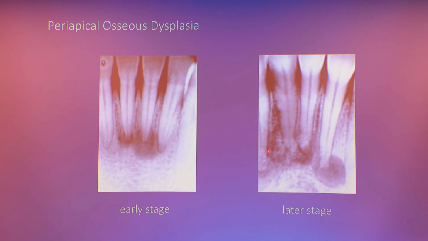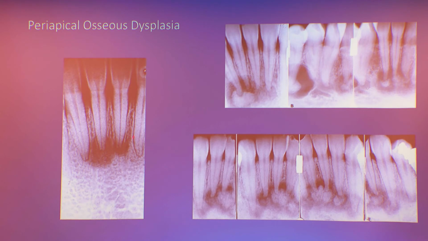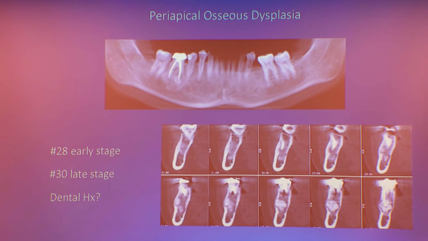Okay, this is earlier, this is more middle stage, mixed density, but the teeth always remain vital. Very easy to misdiagnose this if you don't put it in your differential. Okay, so early stage periapical osseous dysplasia, later stage. Asymptomatic, teeth remain vital. Hopefully it's less common, but we do see instances where these teeth are diagnosed in the early stage and treated endodontically or removed, and they don't have to be treated at all.